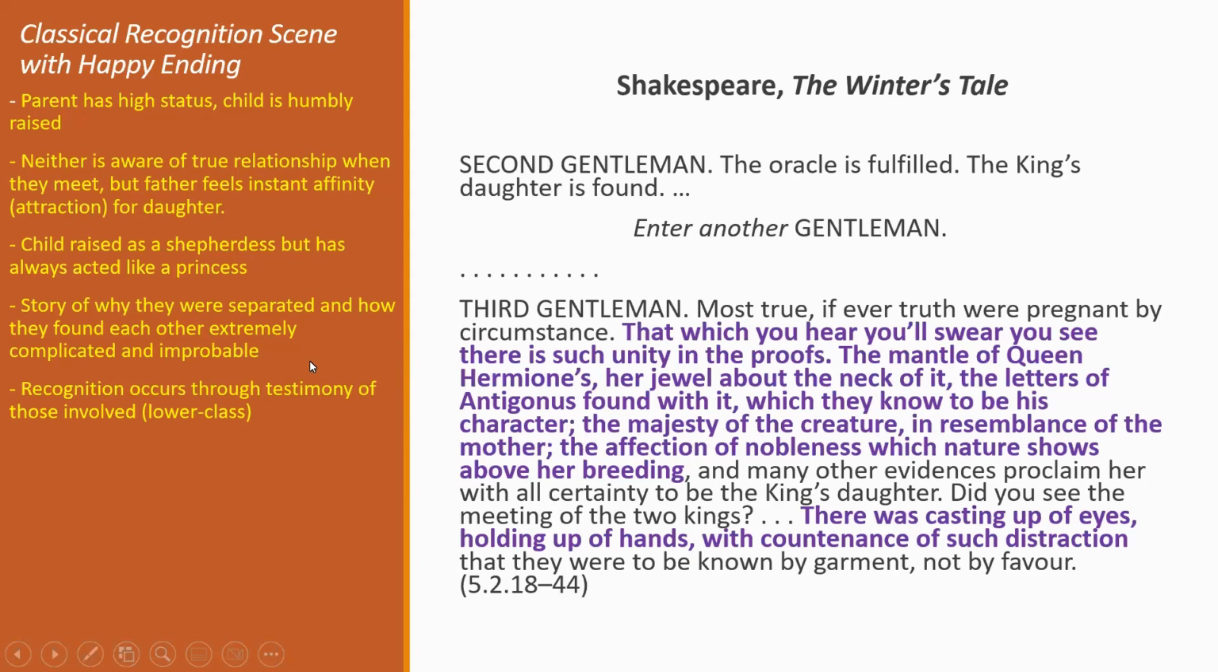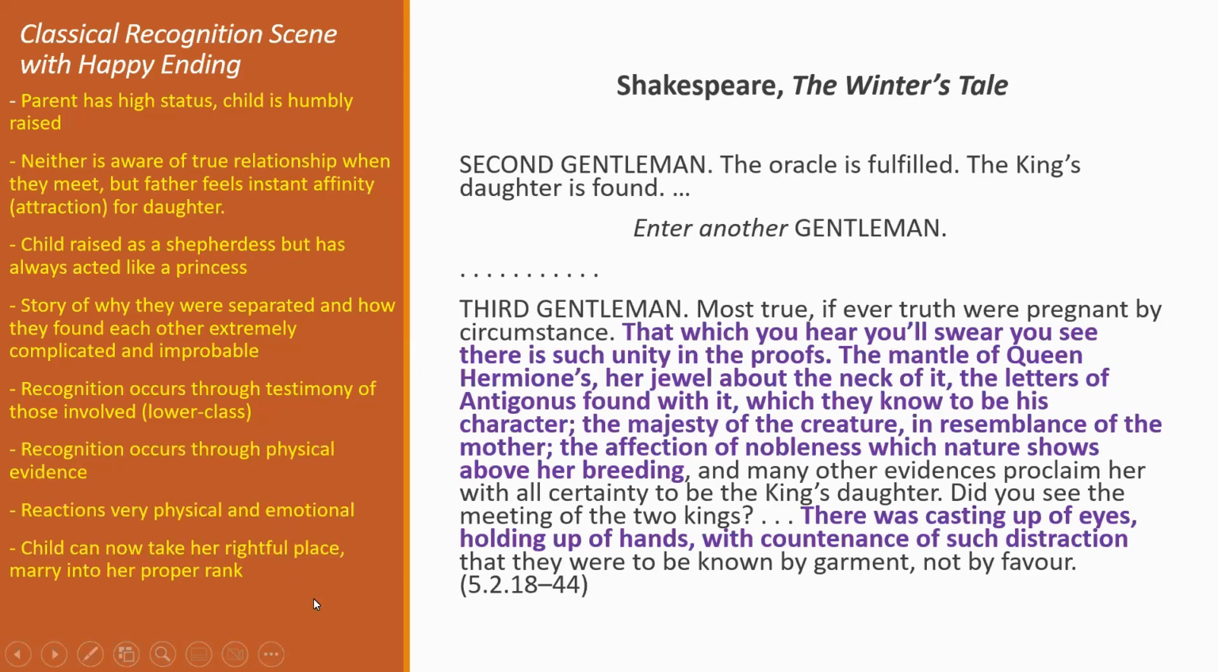And then again, recognition occurs partly through the testimony of those involved. In this case, the shepherd who found her as a baby and raised her says, yeah, she's not mine, I found her. And it also occurs through physical evidence. And again, the reaction is very physical, very emotional, as these men describe: "There was casting up of eyes, holding up of hands, with countenance of such distraction." So when you're looking at 18th century texts, look for casting up of eyes and holding up of hands, these very dramatic gestures. Even if it's not a play, you're still going to find the authors describing these very dramatic gestures as well as expressions.